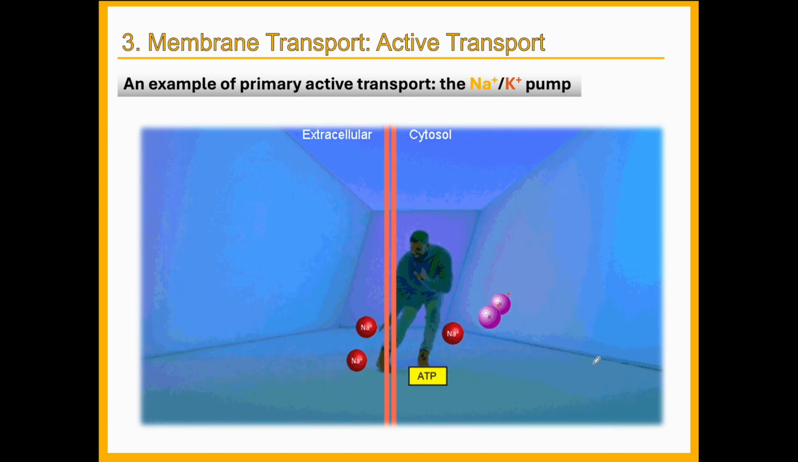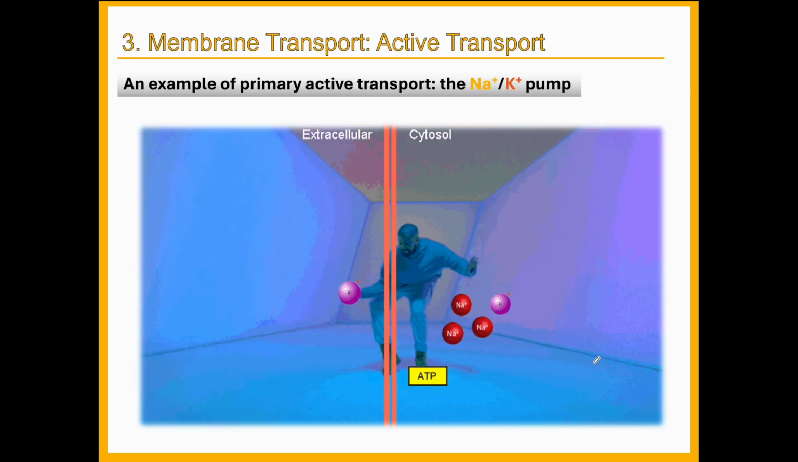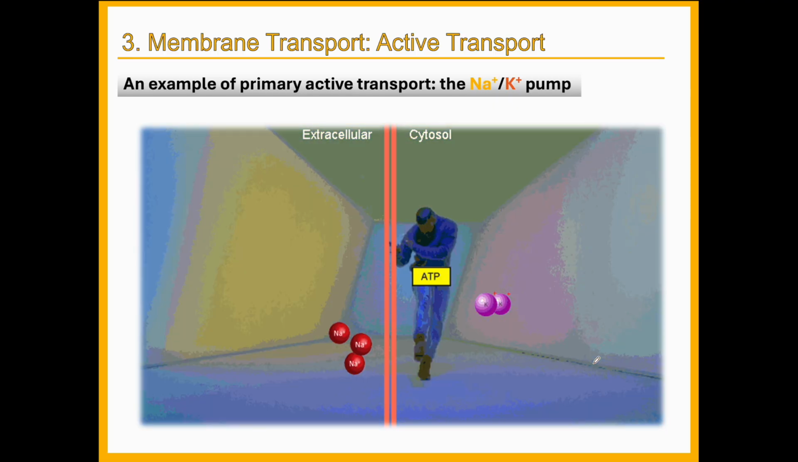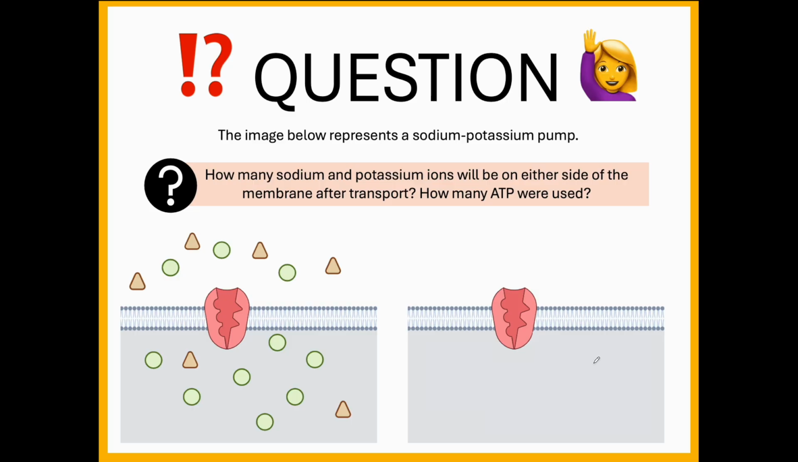Can you imagine this? We're using energy to pump things to where they don't want to be. And there's a reason for this. Oh, not yet. We're going to go take a look at this example first, right? I want you to pause the video and take a look at this image where we have the sodium potassium pump. How many sodium and potassium ions will be on either side of the membrane after transport? And how many ATP are used?